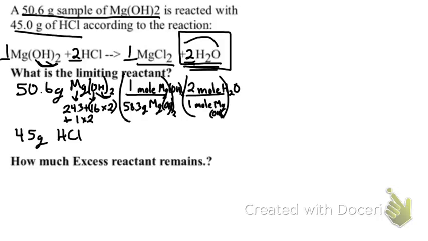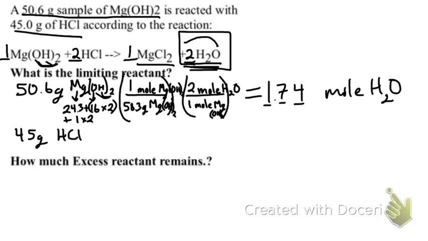So now, to solve this problem, we take 50.6 times 1 times 2 divided by 58.3 divided by 1. And the answer we get will be in moles of H2O. And so when I do that multiplication and division, we end up with 1.74 moles. 3 significant figures in our answer because we had 3 significant figures in our lonely number.